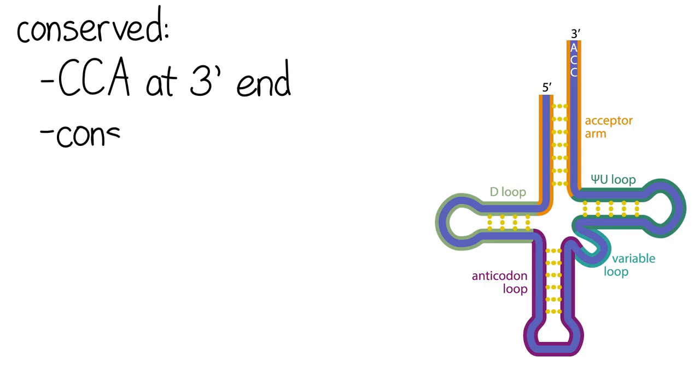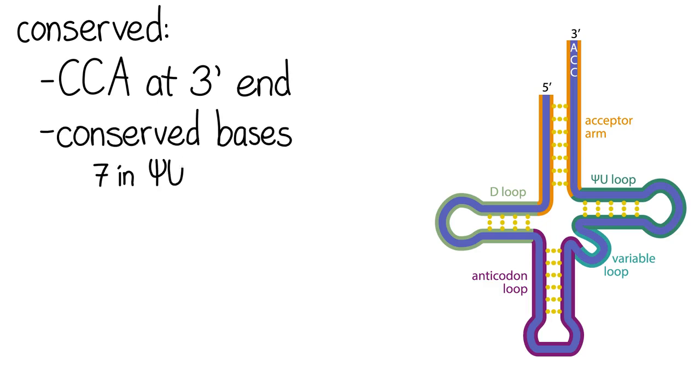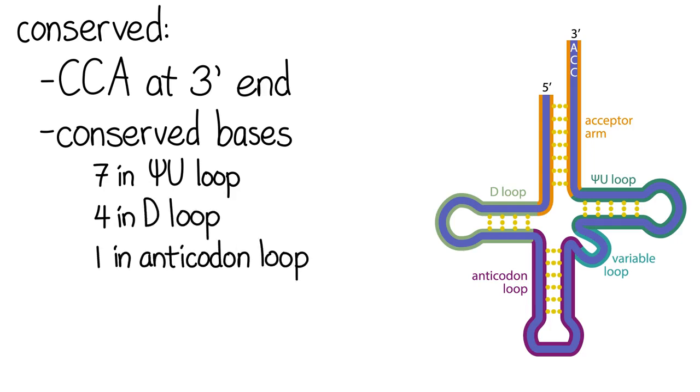There are also conserved bases in several of these loops. So the Cy-U loop has a lot of conserved bases. Seven of them are found in all Cy-U loops, 4 bases in the D loop, and 1 in the anticodon loop. And obviously, the conserved base in the anticodon loop is not part of the anticodon. Okay, so it's either here or here. I don't remember exactly where it is.